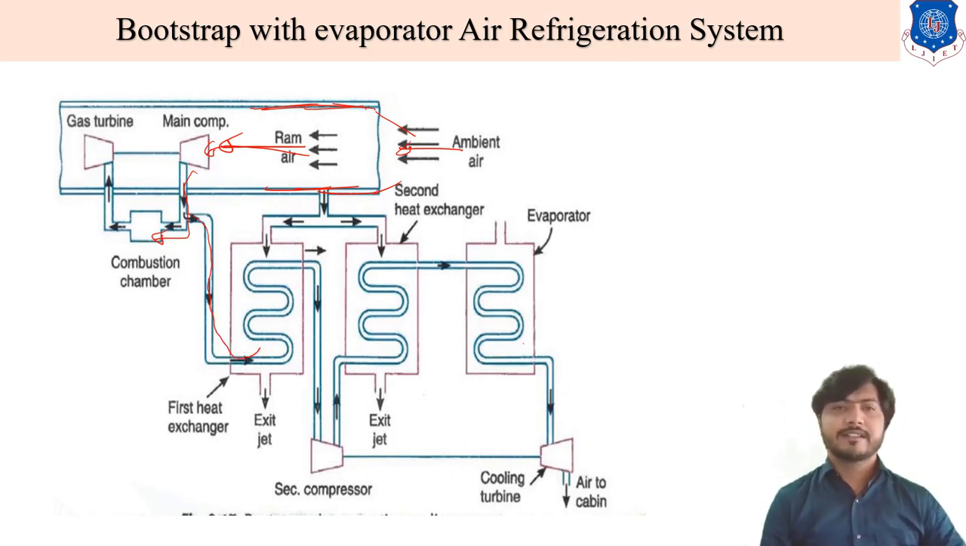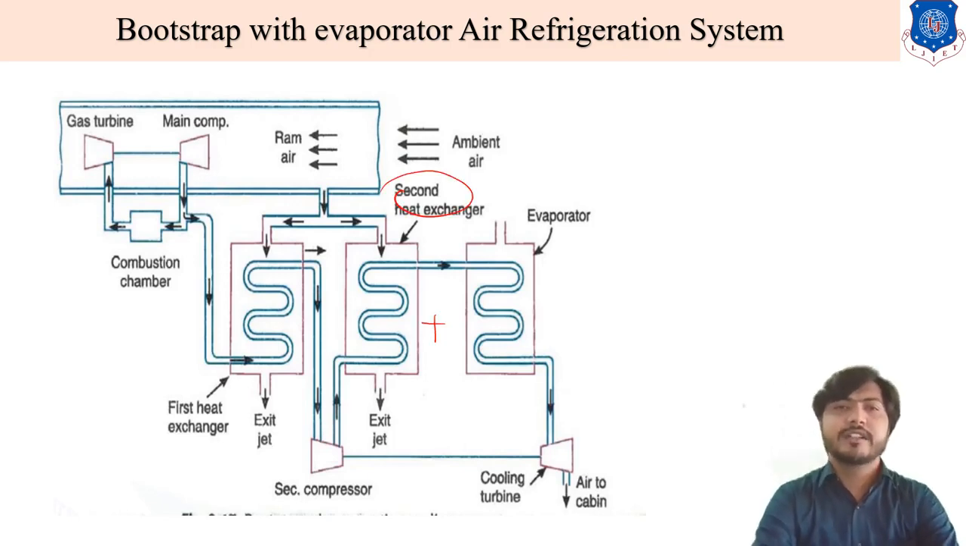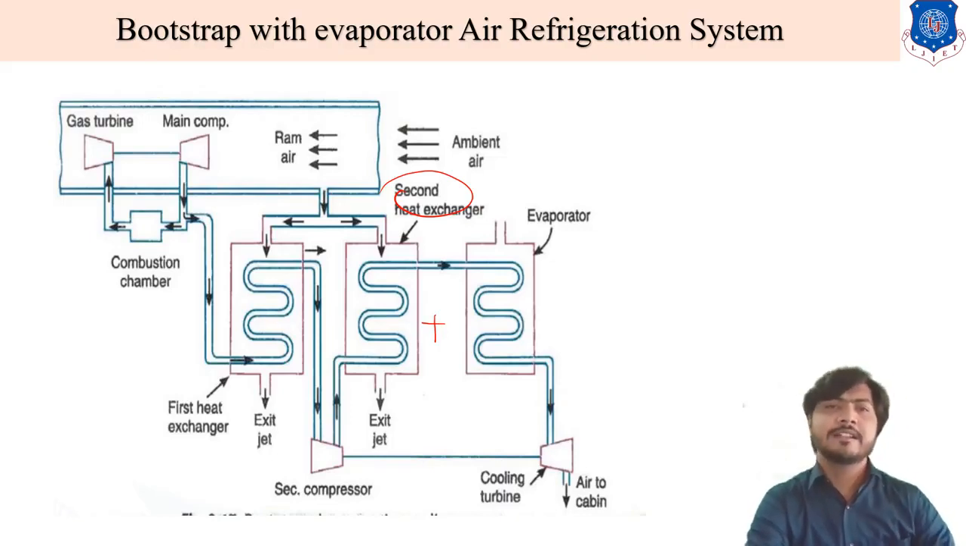In the first heat exchanger, the heat is exchanged with the help of ram air, which comes from the ramming process. After this first heat exchanger, the air is supplied to the secondary compressor, where pressure and temperature increase. So we again reduce the temperature using the secondary heat exchanger. In the secondary heat exchanger, the fluid used is also ram air. So in both heat exchangers, rammed air is used for the heat exchange.